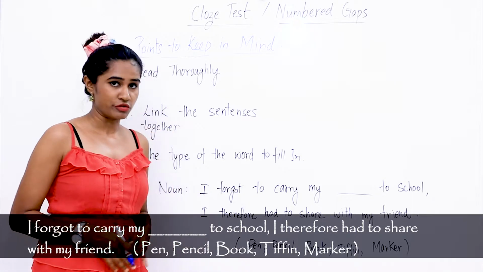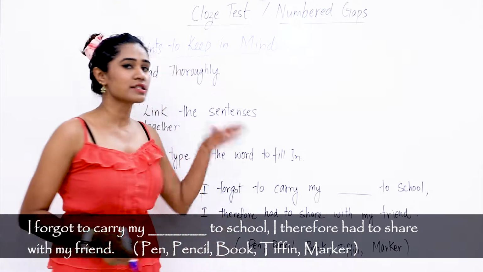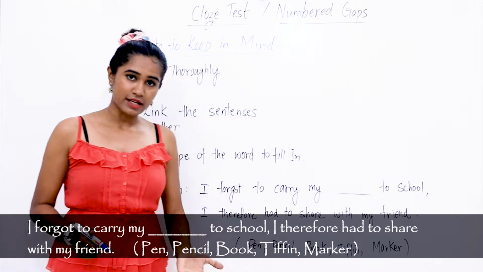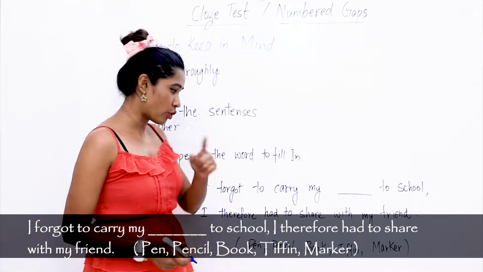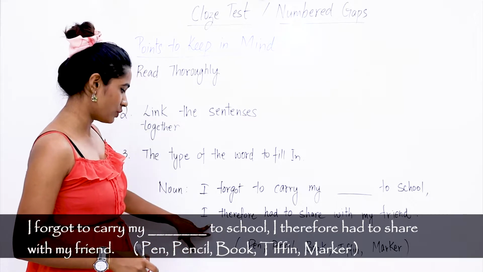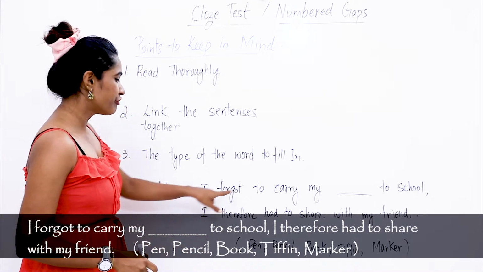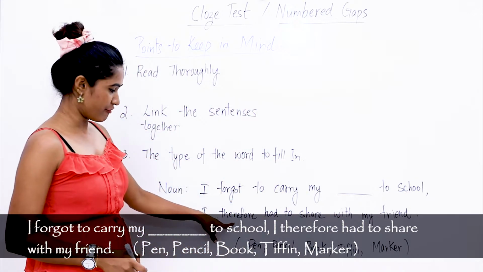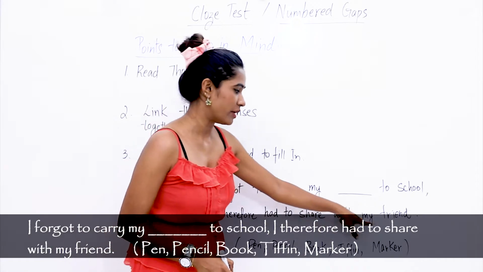So you get confused. So never do that. Always read the entire passage, as I said. Understand it better, link the sentences to each other, only then you'll get the appropriate answer. So we're going to go to the second one and read it out: I forgot to carry my dash to school. I therefore had to share with my friend.